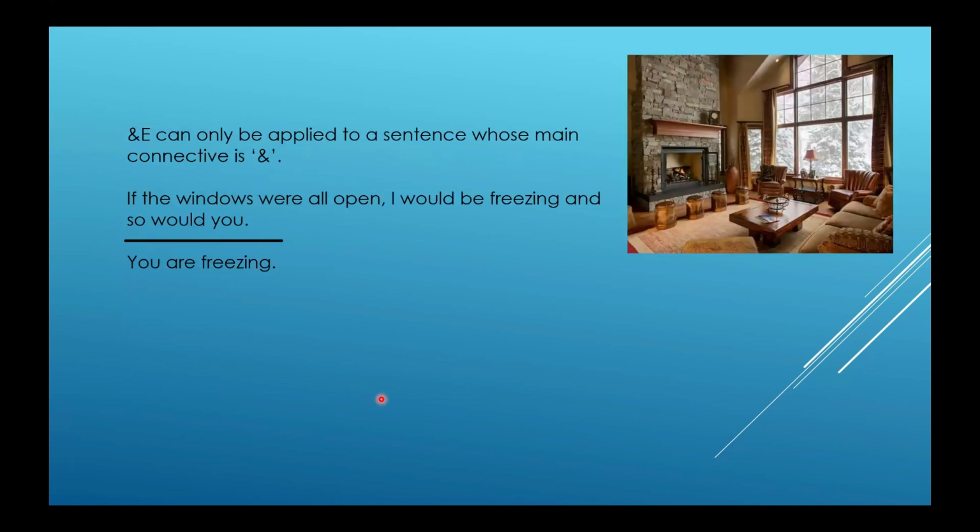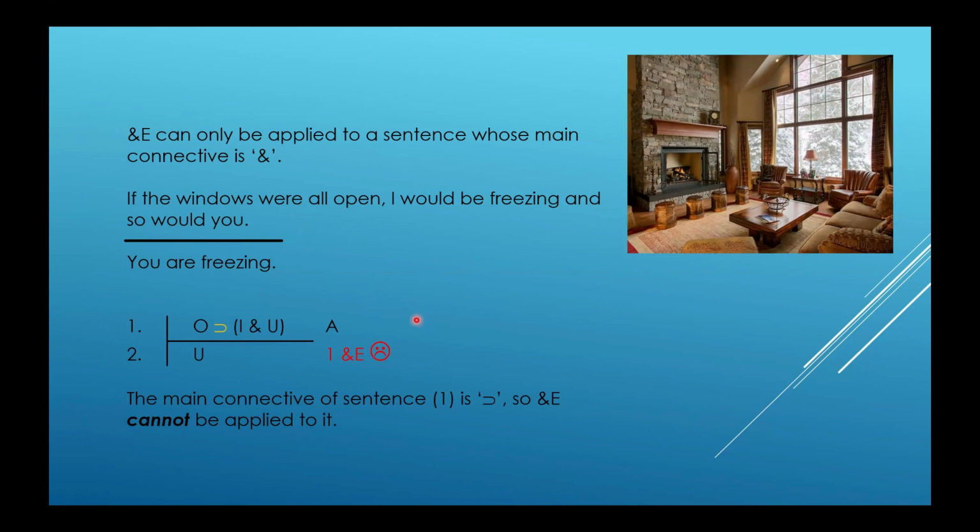Now here, it's really important to remember that you can only apply conjunction elimination to a sentence where the main connective is and. So you have to pay very close attention to the main connectives of sentences to make sure that it is actually a conjunction that you're looking at. Take this, for example: if the windows were all open, I would be freezing and so are you. Therefore, you are freezing. This is a transparently invalid argument. If the windows are all closed, we're sitting in front of a fireplace, we're not freezing, even if it's true that if we did open all the windows, we would all be freezing.